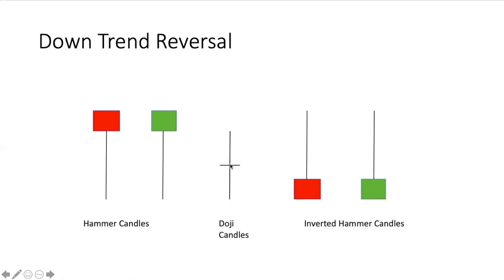Then it's a doji. This is an indecisive signal. It also forms at the bottom. It means that the market is very indecisive. Neither the buyers nor the sellers have decided which way the market will go. This is the inverted hammer candle. This also signals the market to reverse. So hammer candles and inverted hammer candles always form at the bottom of a bearish phase. That indicates the trend may change. That means the market can become bullish.